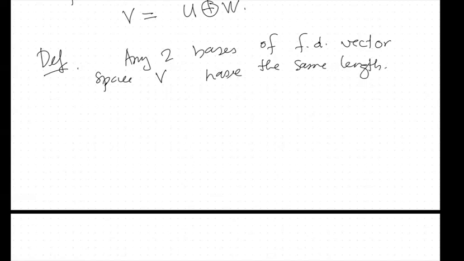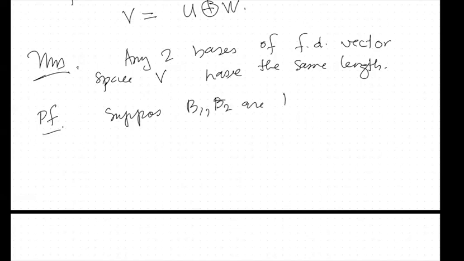Okay, so let us, it's not a definition, it's a theorem. We will define a dimension later. So the proof is, suppose B1 and B2 are bases for our vector space V. Okay?